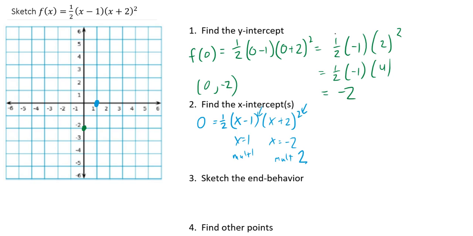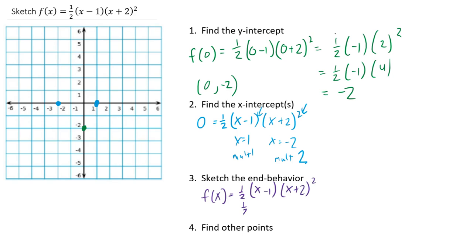Multiplicity of 2 means that at negative 2, at my 0, negative 2, I'll bounce. Next, I sketch the end behavior. To figure out the end behavior, I need to know what the degree is, and I need to know what the leading coefficient is. So I'm not going to actually FOIL out f of x. I'm going to FOIL it out enough that I know what the first term is.